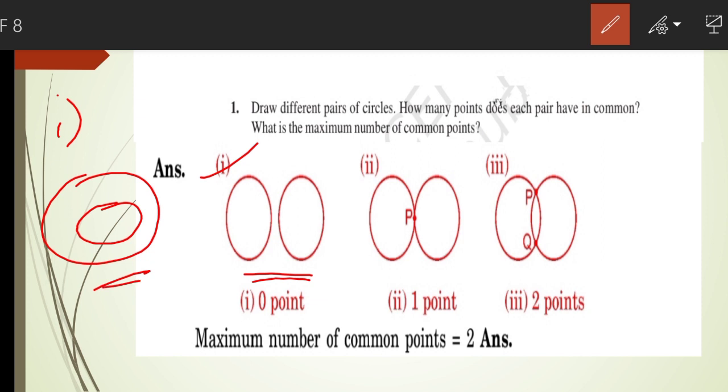Now when we have one common point, this is one of the diagrams that we can draw, where the two circles just touch each other. Or else, for one common point, we can also draw another pair of circles in this manner.